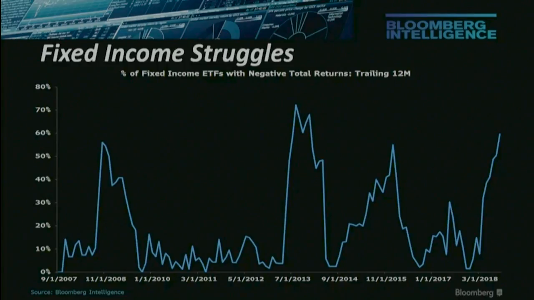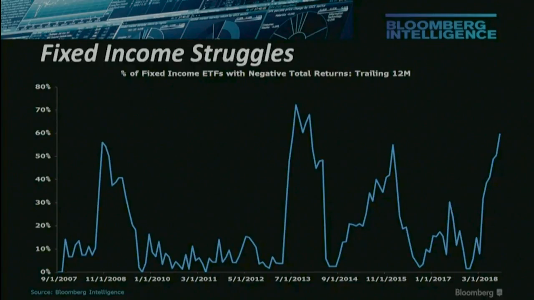This is a stat that I started running, and I thought it was interesting. It was looking at, with yields going up, just how much harder it has been to pick a fixed income ETF that's been making money. So when I first ran it, I looked at what percentage of fixed income ETFs have losses over the last year. And it was 60%.